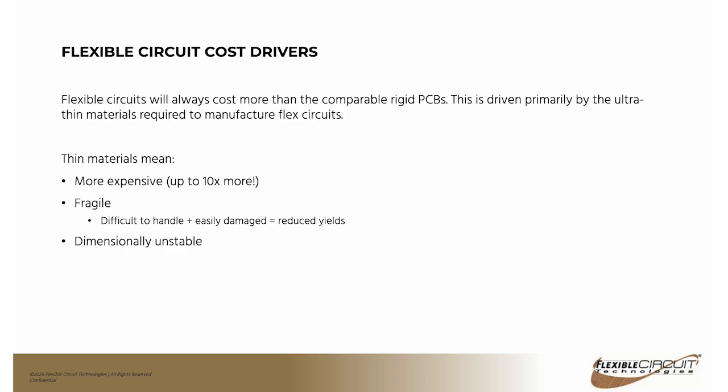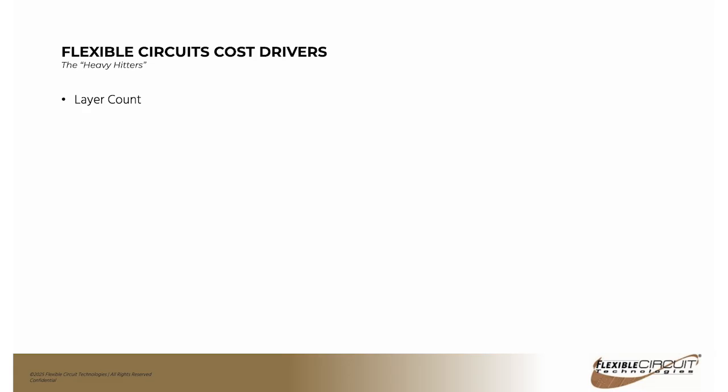And the materials are also dimensionally unstable. They can grow and shrink by up to 1 mil per inch just with temperature and humidity, and it's not always the same in all dimensions. So it can be a lot of fun trying to predict how the material is going to react on larger circuits. If you look at the main cost drivers, they are the same as what you would have on a rigid PCB. You have layer count, circuit size, and circuit shape and panel requirements. And these three are the heavy hitters and probably make up 80 to 90% of your total cost of your circuit.